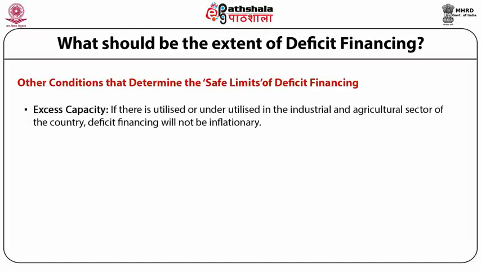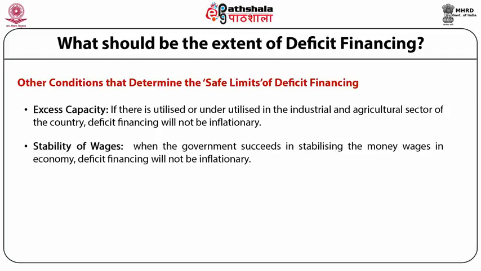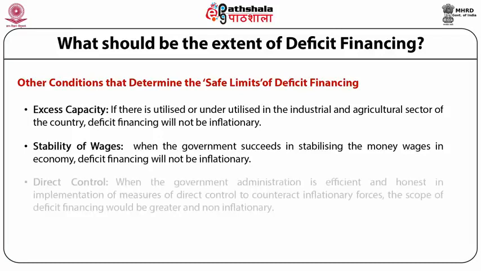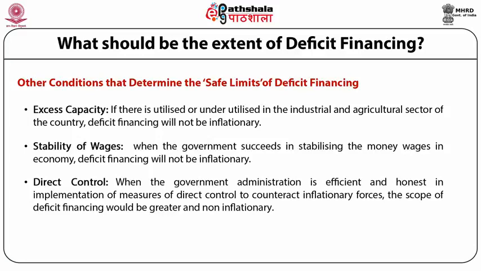One is excess capacity. If there is unutilized or underutilized capacity in the industrial and agricultural sector of the country, deficit financing will not be inflationary. Secondly, stability of wages. When the government succeeds in stabilizing the money wages in the economy, deficit financing will not be inflationary. Third is direct control. When the government administration is efficient and honest in implementation of measures of direct control to counteract inflationary forces, the scope of deficit financing would be greater and non-inflationary.